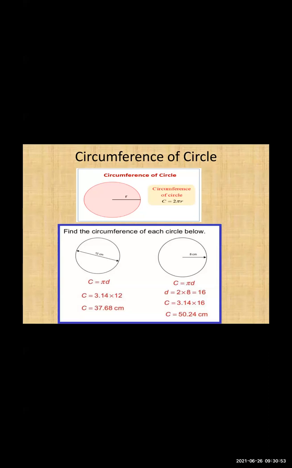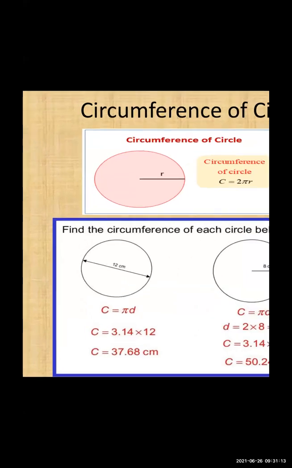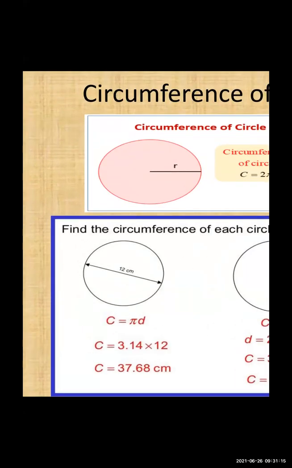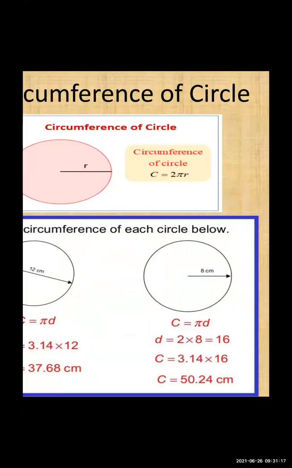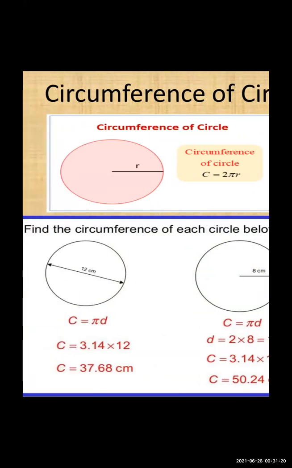After adding them, it becomes 2 pi r. So the circumference of a circle is C equal to 2 pi r. Now we have to find the circumference of each circle below. Here two circles are given, one in which the diameter is given and one in which the radius is given. So C is equal to 2 pi r, or 2r is equal to d.